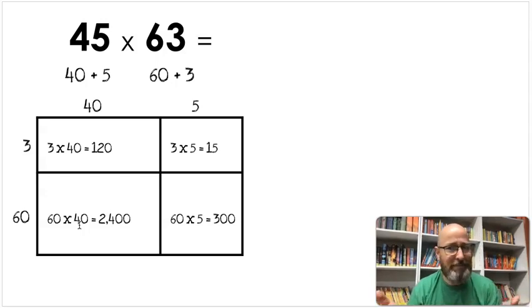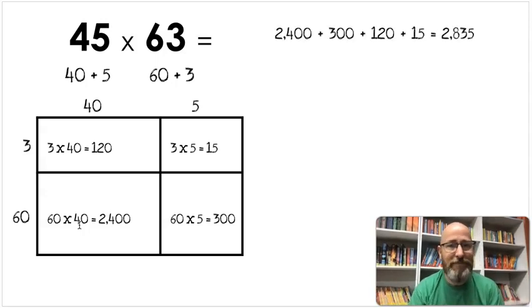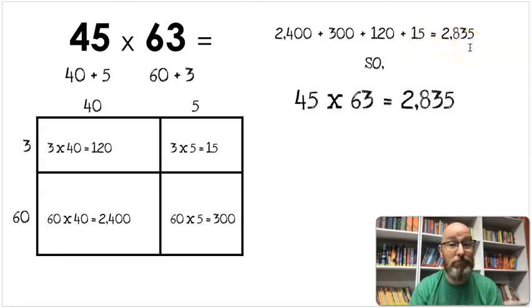What do I do next? That's right. I add them up. 2,400 plus 300 is 2,700. Plus 120, 2,820. Plus 15 is 2,835. So 45 times 63 is 2,835.